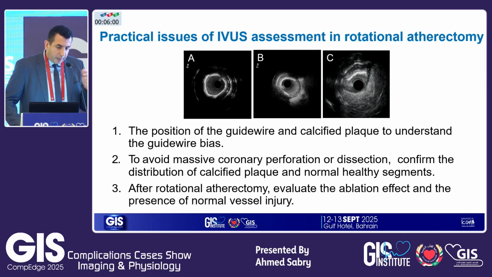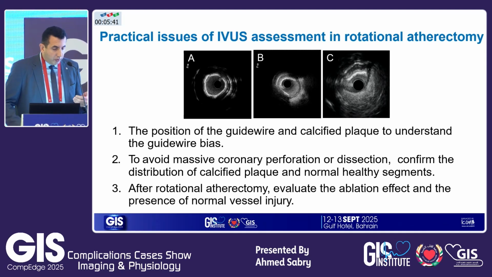Also, in the practical issues of IVUS assessment for rotational atherectomy, consider the position of the guide wire relative to the calcified plaque to understand the guide wire bias, and avoid coronary perforation, dissection, and other complications related to the distribution of calcium plaque. Also after atherectomy, evaluate the ablation effect and the presence of normal vessel injury.